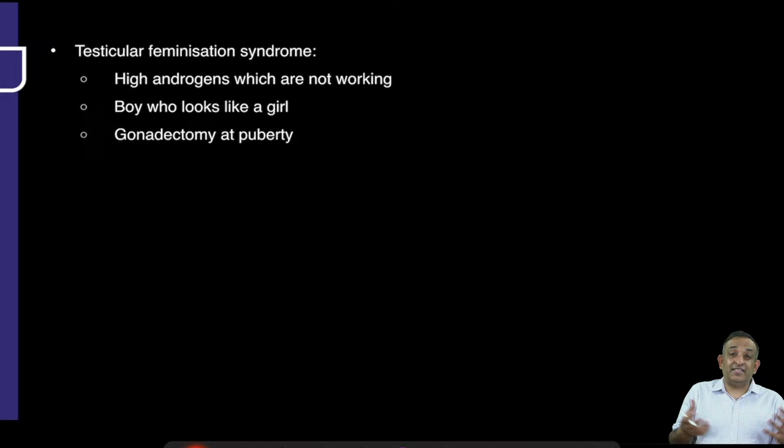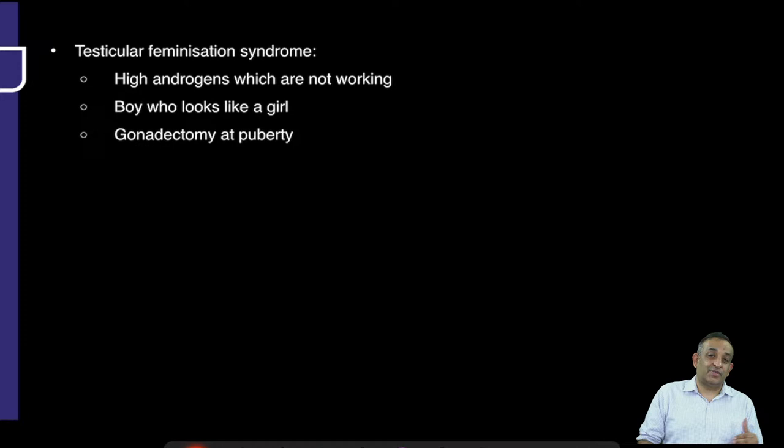So this boy does not know he's a boy. He thinks he's a girl. Parents think he's a girl. And at 14, 15, they'll come to you with primary amenorrhea. And the parents will say that this girl is not getting periods. But you'll find out that this is actually a very pretty boy, in fact. So this boy is looking like a girl in testicular feminization syndrome.